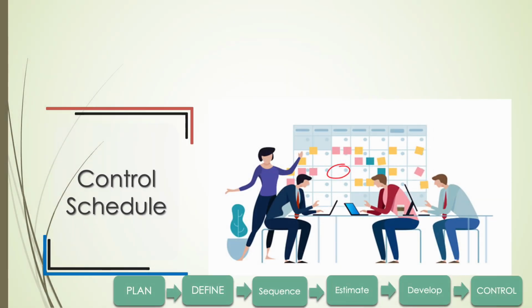Control schedule is the process of monitoring the status of project activities to update project progress and manage changes to the schedule baseline to ensure timely completion.